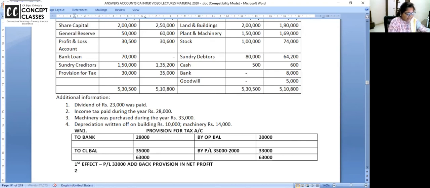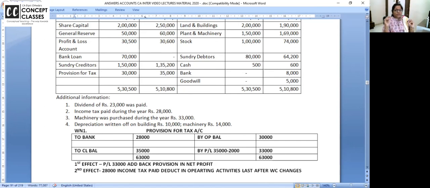Now second effect. Now I'm talking about second effect. What it will be? 28,000 income tax paid. Deduct in operating. I want you all to write operating activities last, after working capital changes.